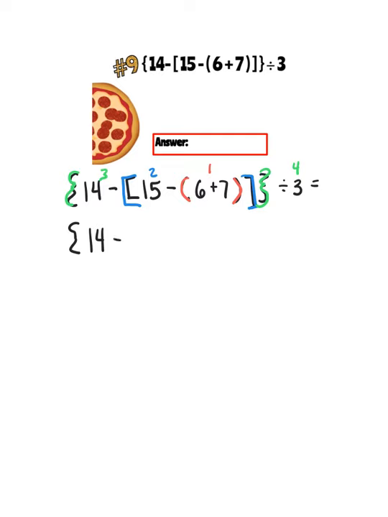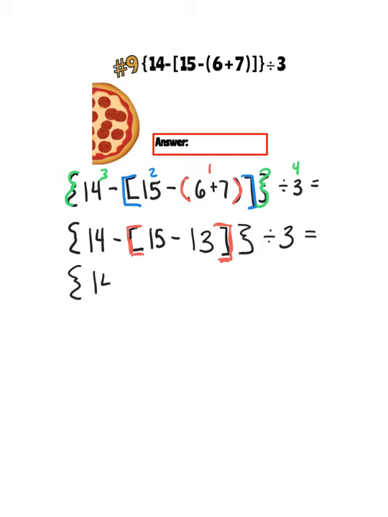Not your turn yet, 14 minus. Not your turn yet, 15 minus. 6 plus 7 I can simplify to 13. Close brackets. Close braces. Not your turn yet, divided by 3. Okay, now, innermost grouping symbol first. 15 minus 13 is 2. Close braces, divided by 3. 14 minus 2 is 12. Divided by 3 is 4.